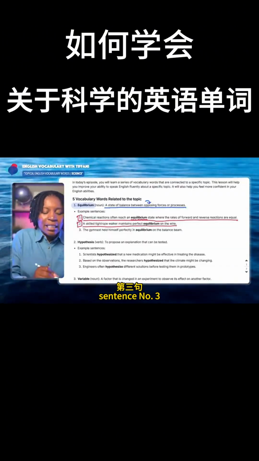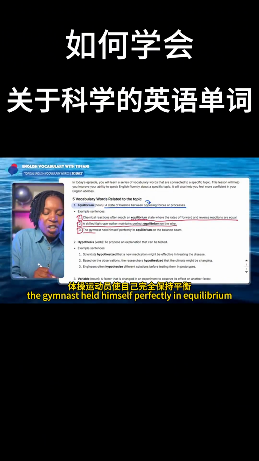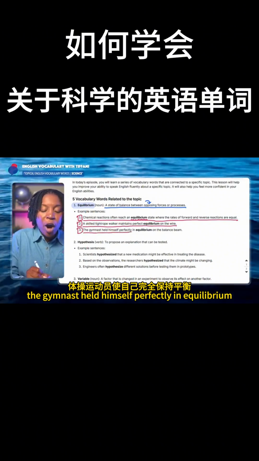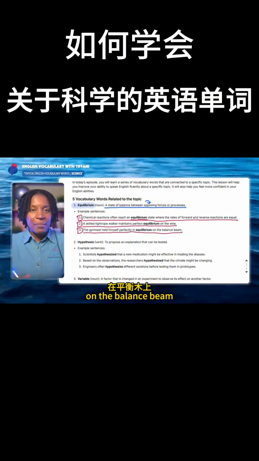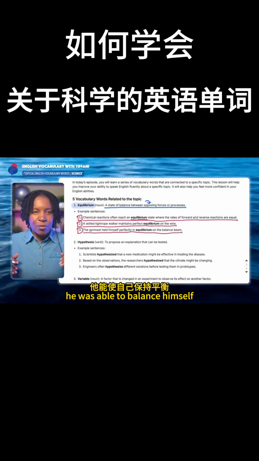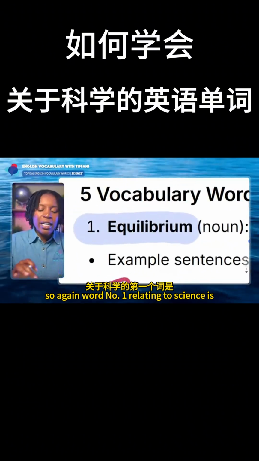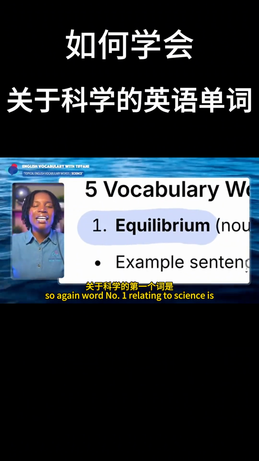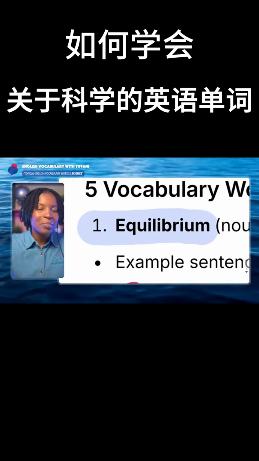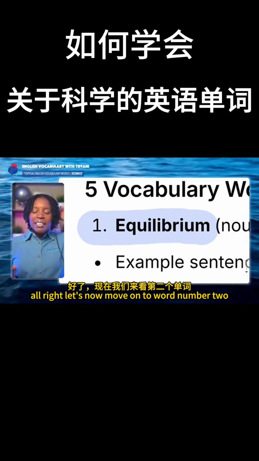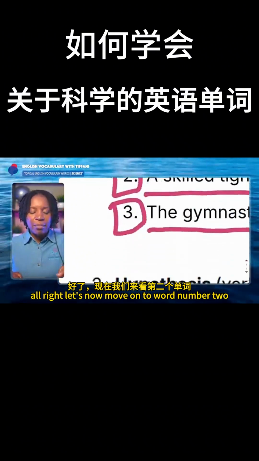Let's continue then. Sentence number 3. The gymnast held himself perfectly in equilibrium on the balance beam. He was able to balance himself. So again, word number 1 relating to science is equilibrium. Very good. All right, let's now move on to word number 2.